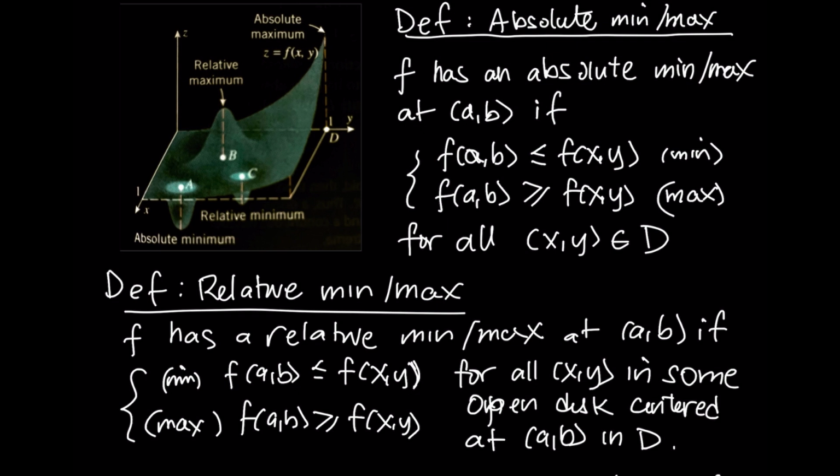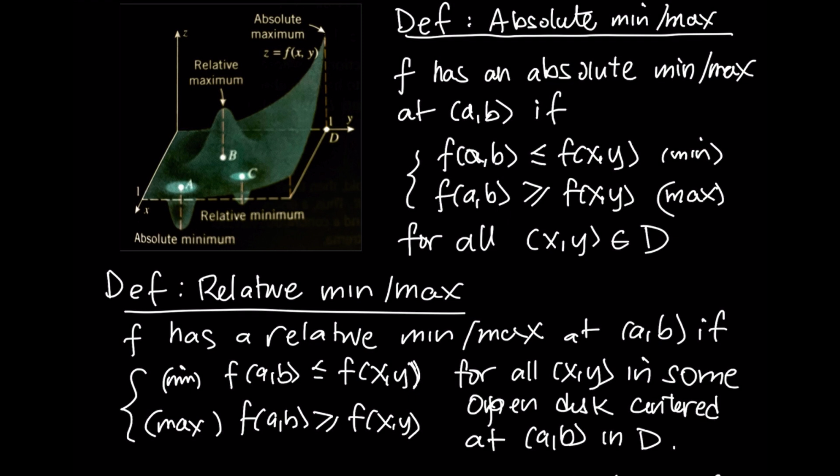So a function will have a relative minimum if the value of the function at that point (a, b) is less than or equal to the value of the function for all points in some open disk that contains that. So just in some local neighborhood. And you can see in the picture here at point C that we've got a relative minimum because the height of that valley is lower than any of its neighboring points.